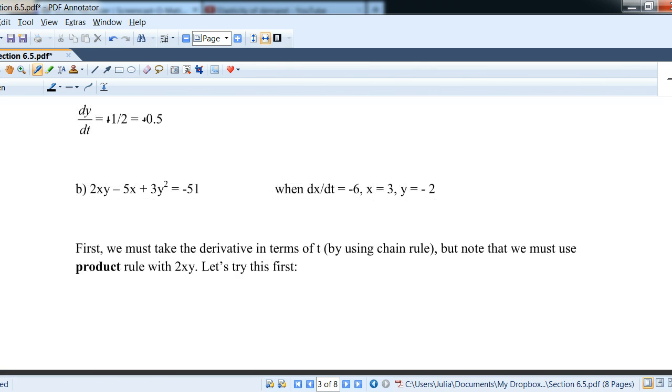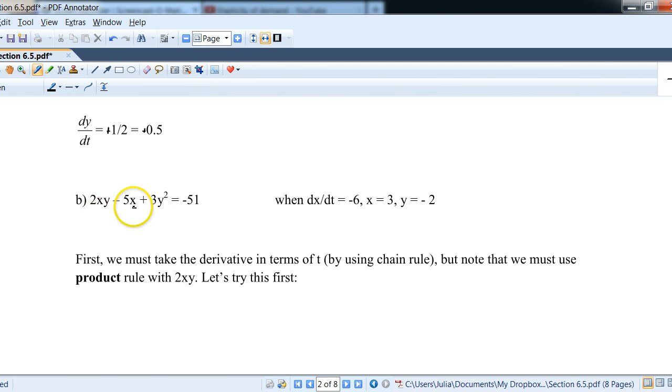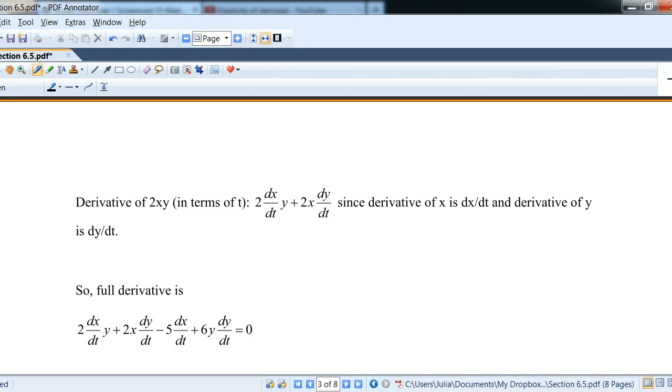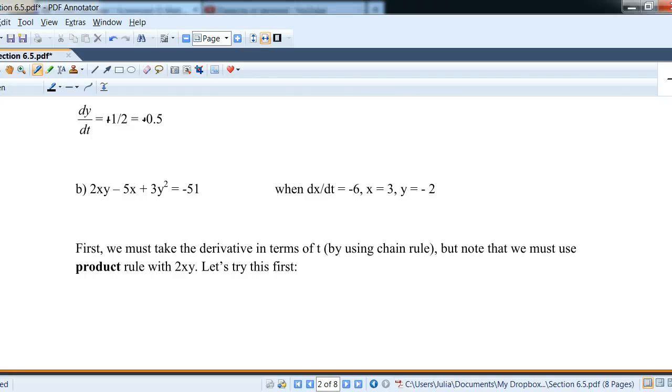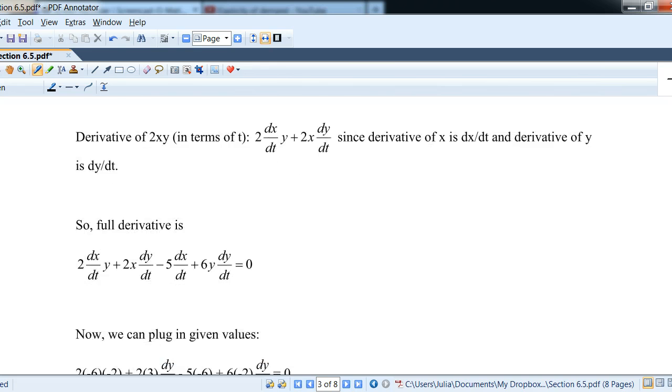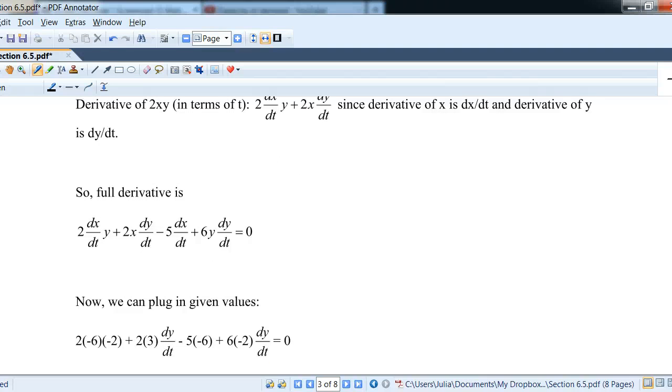minus 5, I think it was 5x if you recall, yes, so derivative would be 5 dx/dt, and plus, I think the y was 3y squared, so we're actually going to get 6y dy/dt. And that's equal to 0 because the derivative of a constant is 0. And then we plug in all the values that were given. So dx/dt was given, the y was given, the x was given, but the dy/dt was not.